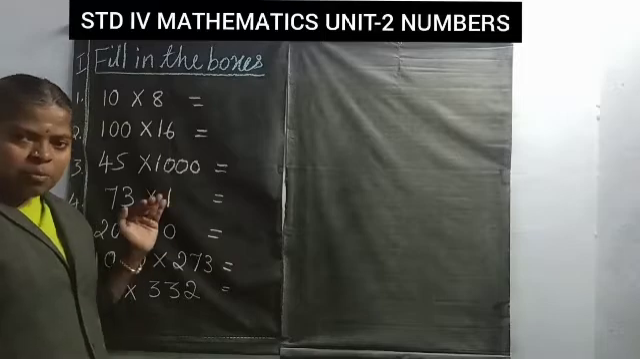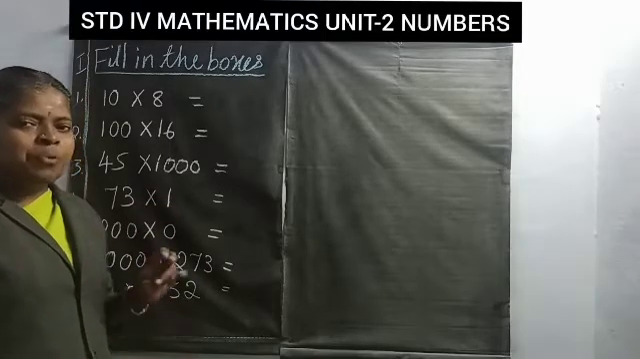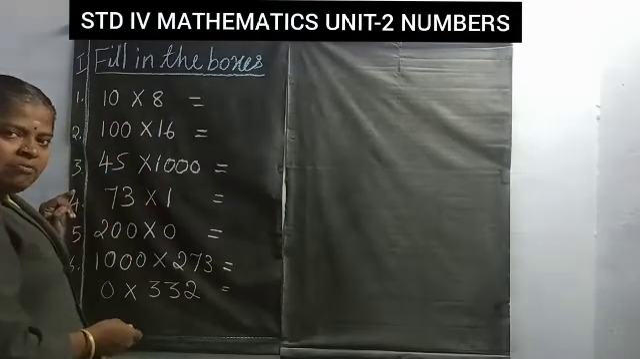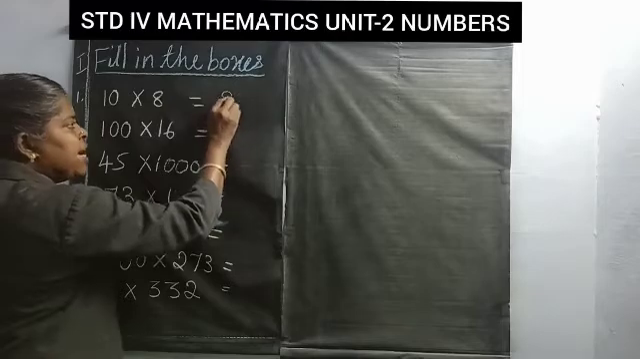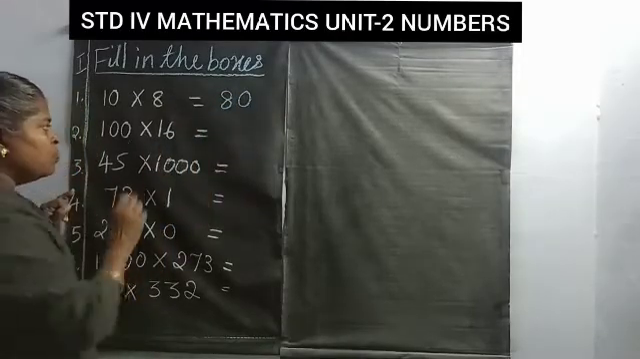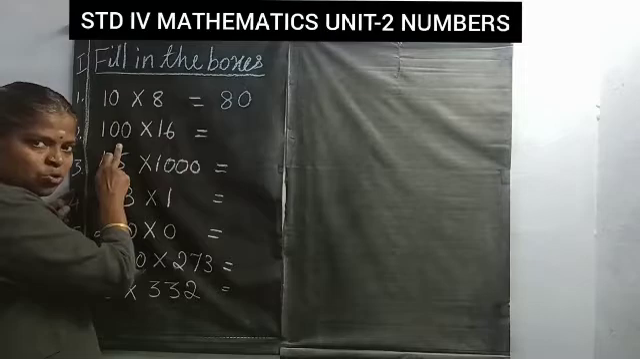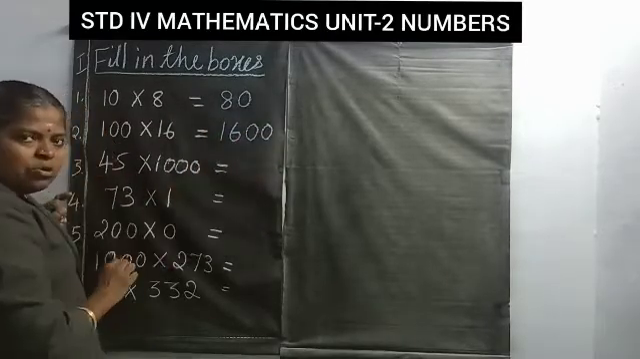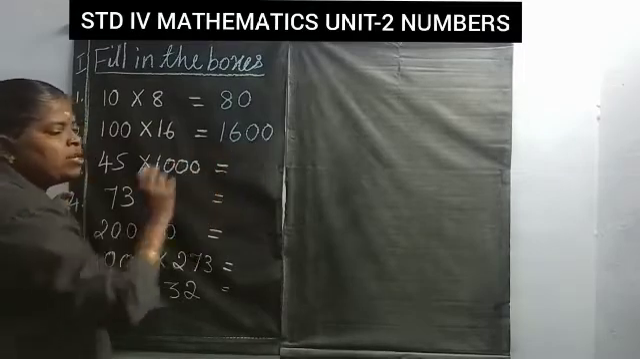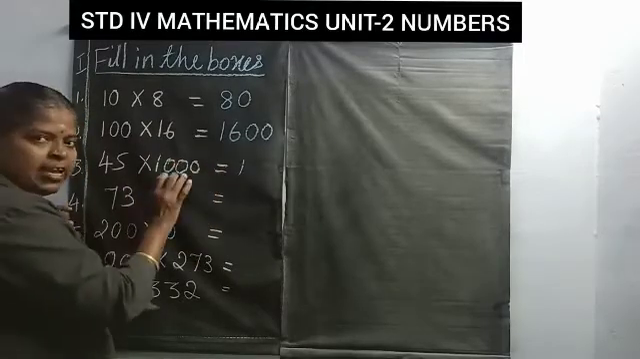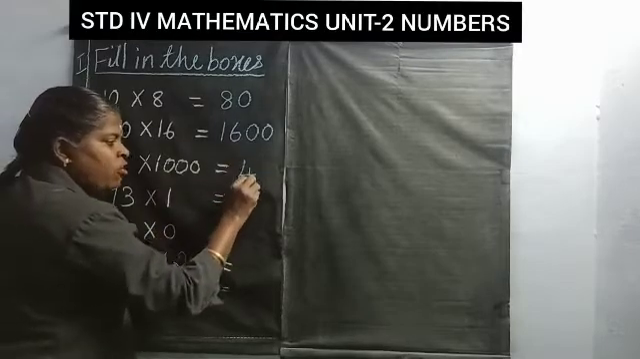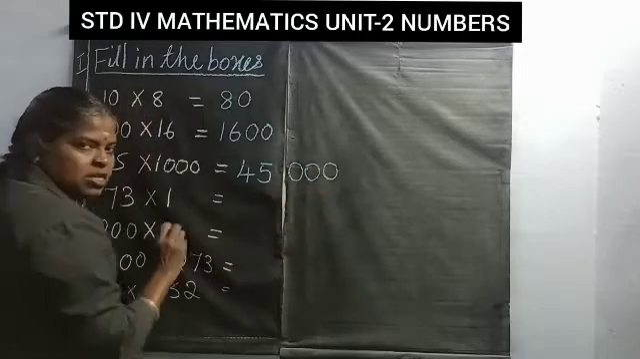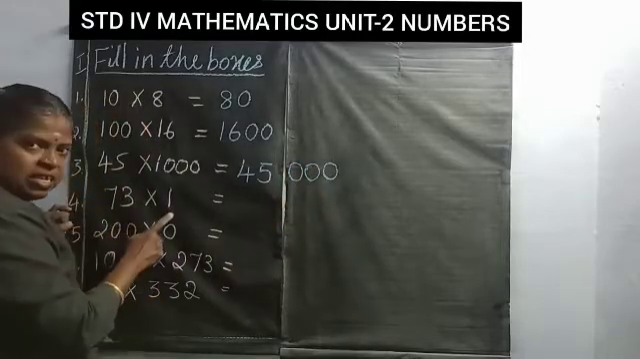Now we can fill in the boxes using multiplication properties. First, 10 into 8. 10 8s are 80, we know. First we write 8 and join 1 zero. Next, 16 into 100. What is the rule? First write the number, then join 2 zeros. 45 into 1000. Write the number 45, then join 3 zeros.